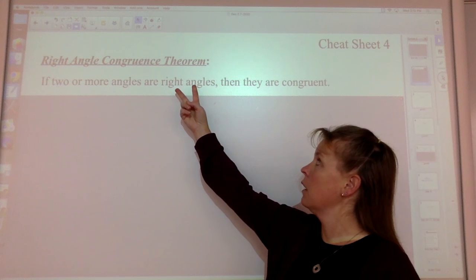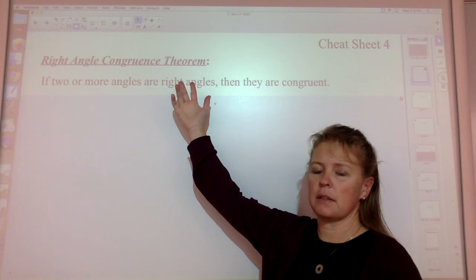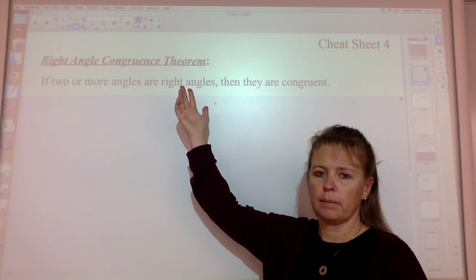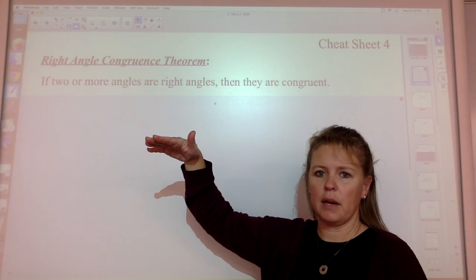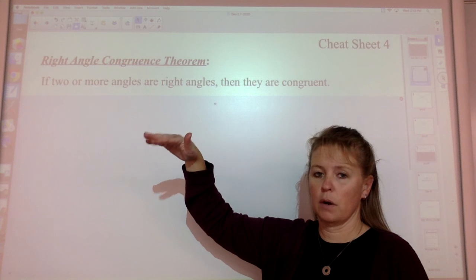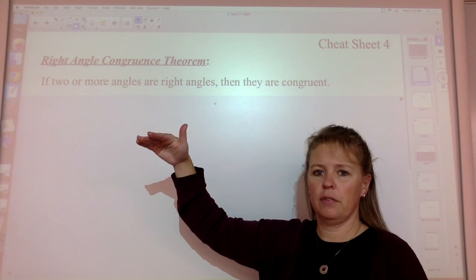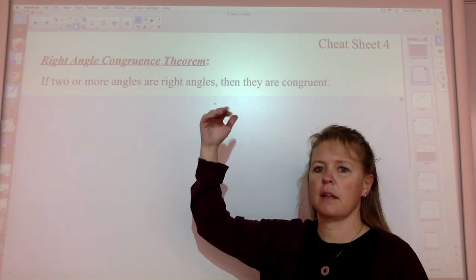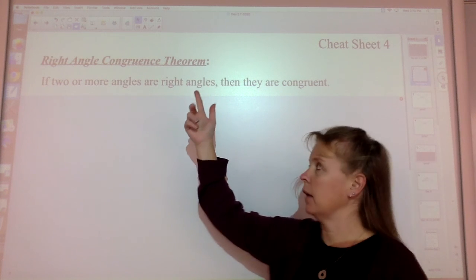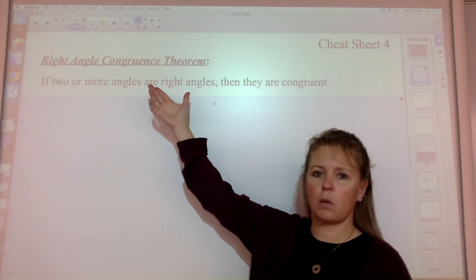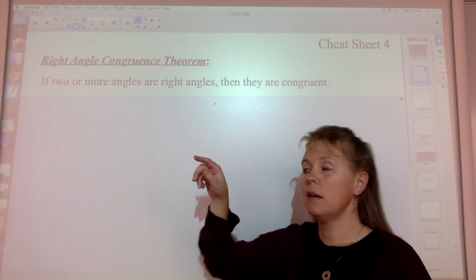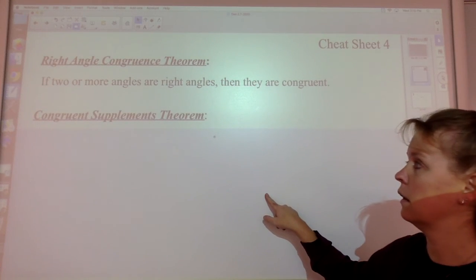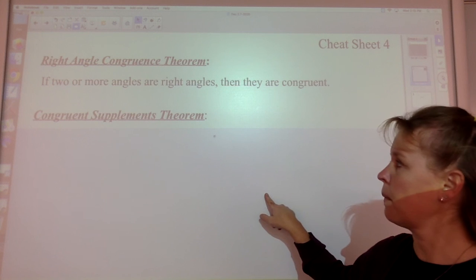The kicker on this one is that it does have to say right angles. It can't say 90 degrees. If an angle is 90 degrees, then it is a right angle by the definition of right angle. If two angles are right angles, then they are congruent by the right angle congruence theorem. So please make sure that you're working with right angles, not 90-degree angles. I know it's a technicality, but it is a true technicality in geometry that you have to use.